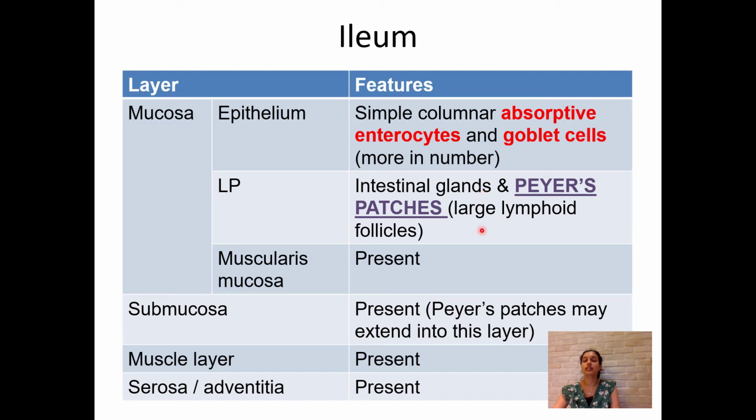Along with that, there are large lymphoid follicles over here. So that is the main identifying feature for the ileum. Those are called Peyer's patches. The muscularis mucosa is present. Again, the submucosa also has Peyer's patches because the lymphoid follicles might extend to the submucosa as well. And both jejunum and ileum have serosa because they are intraperitoneal organs.